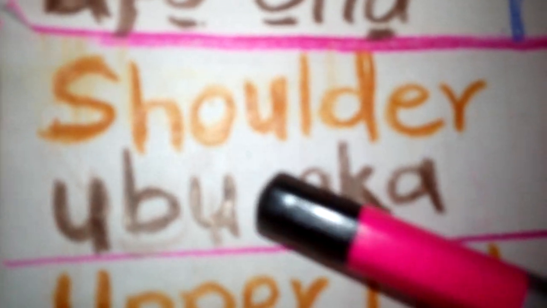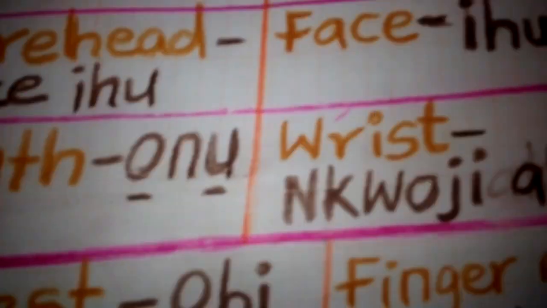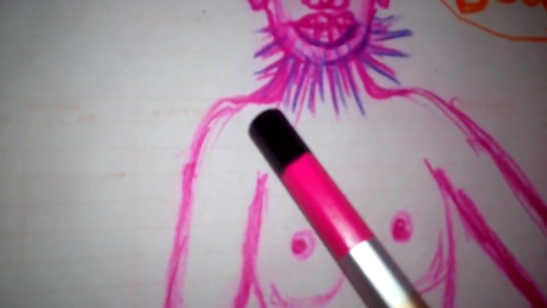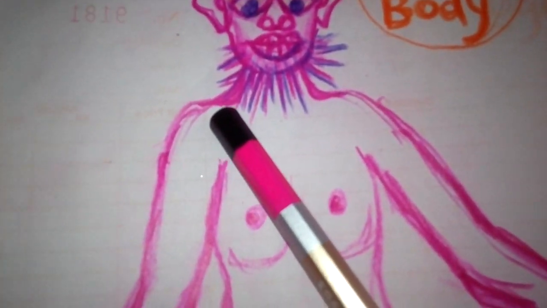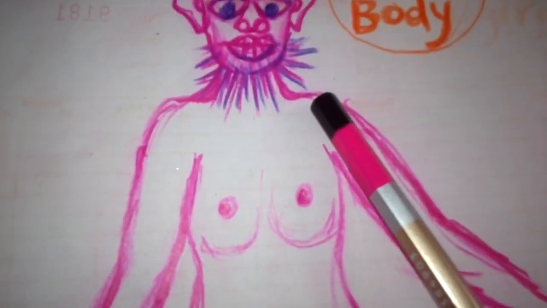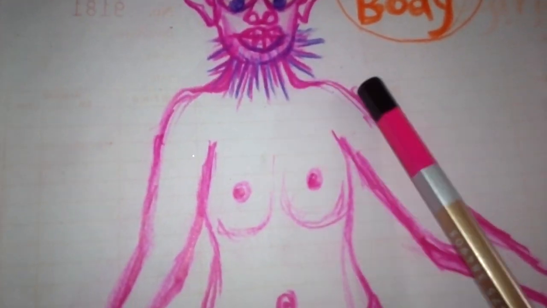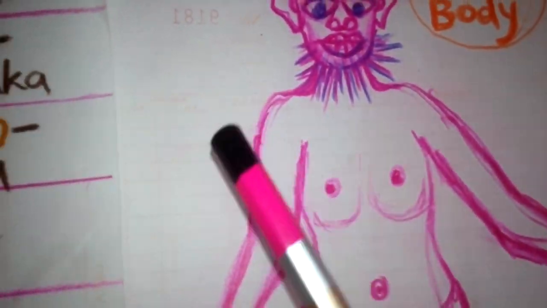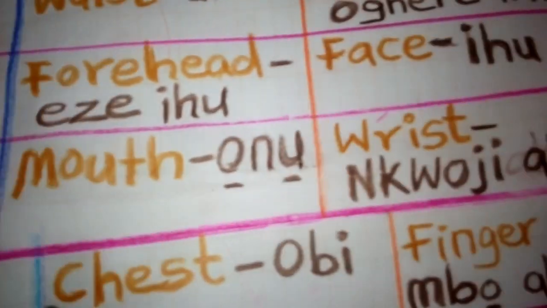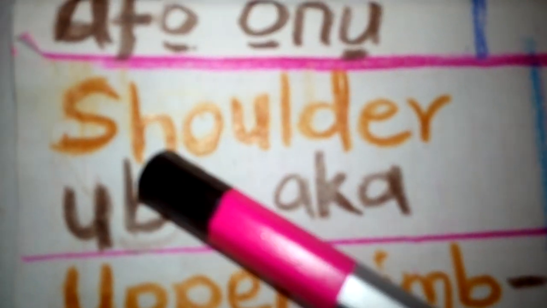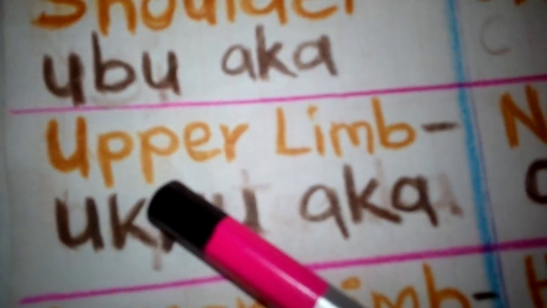Shoulder, ubu aka. Ubu aka is here, on top of your hand, the two sides. We call them shoulder, that is ubu aka in Igbo language.